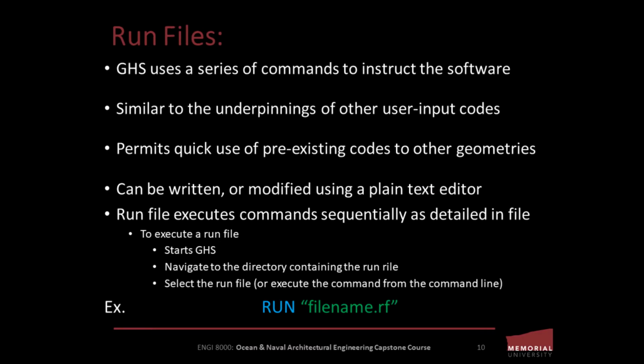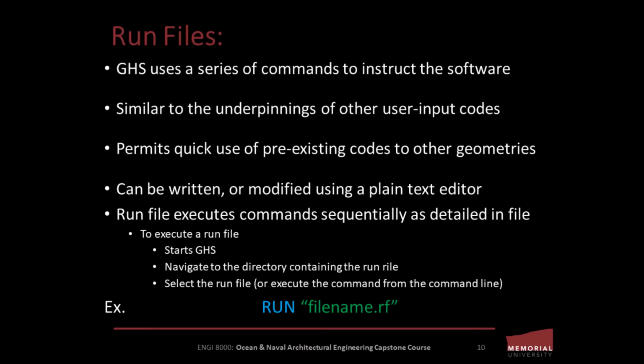GHS uses a series of user input commands to instruct the software. Oftentimes, some of our instructions may involve asking the program to pull information from a number of files, while writing to other files, before saving report files, among other things. These multiple interactions allow us to use pre-existing codes with multiple geometries employing only minor modifications. The run instructions can be written or later modified using a plain text editor of your choice. The type of instruction files we create are called run files. Run files execute a series of commands sequentially exactly as they are detailed in the file.